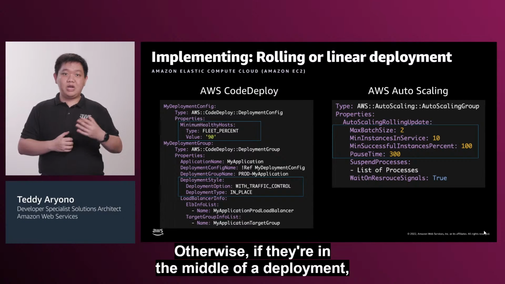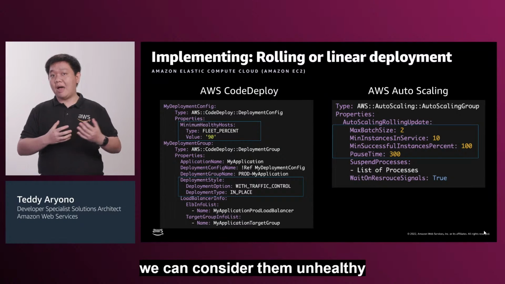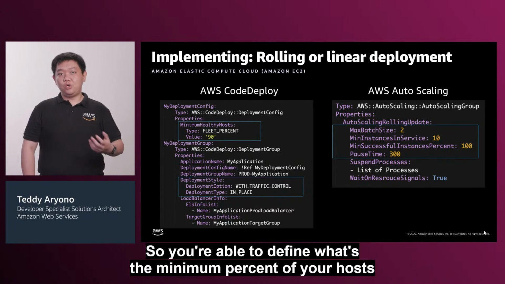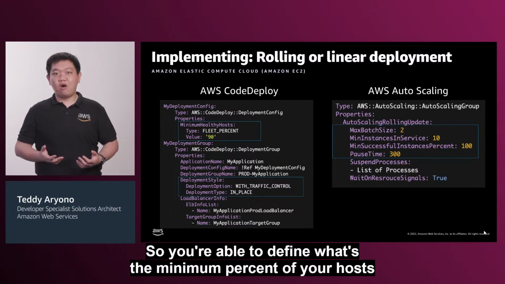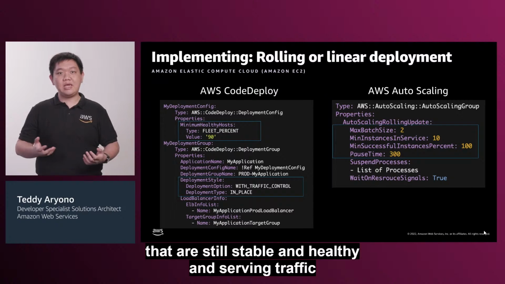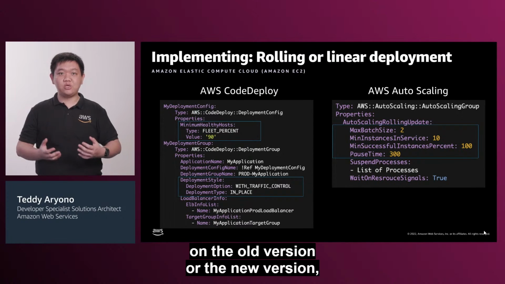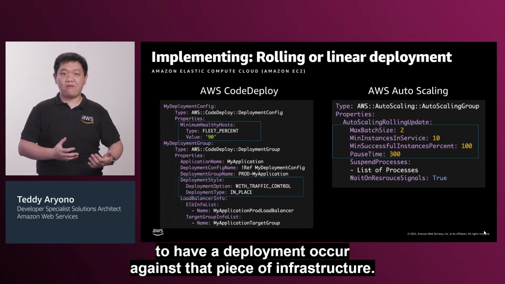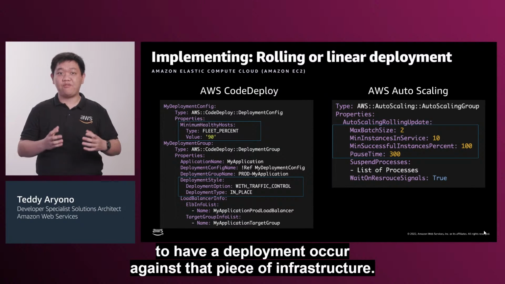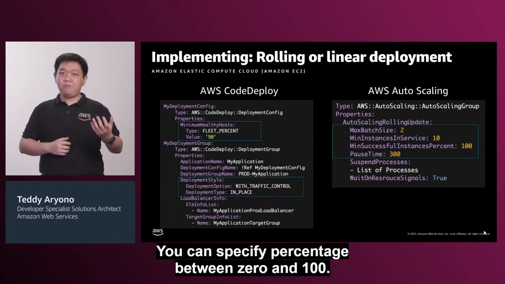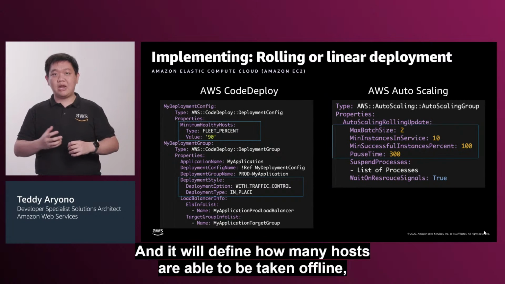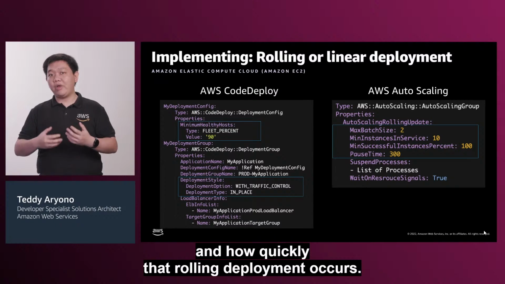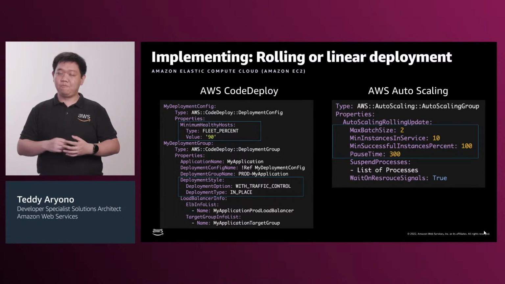Otherwise, if they are in the middle of a deployment, we can consider them unhealthy because they're not able to actively serve requests. So you're able to define what's the minimum percent of your hosts that are still stable and healthy and serving traffic on the old version or the new version, and what percent therefore is able to be taken down to have a deployment occur against that piece of infrastructure. You can specify a percentage between 0 and 100, and it will define how many hosts are able to be taken offline and how quickly that rolling deployment occurs.